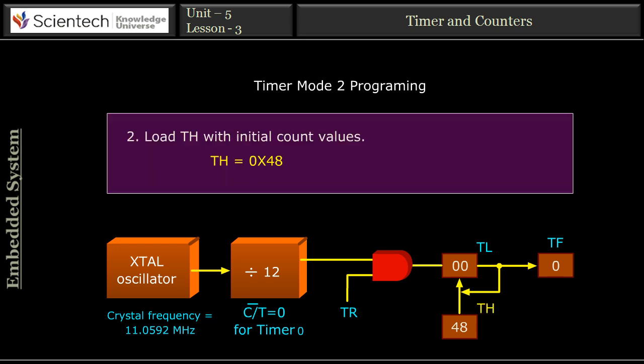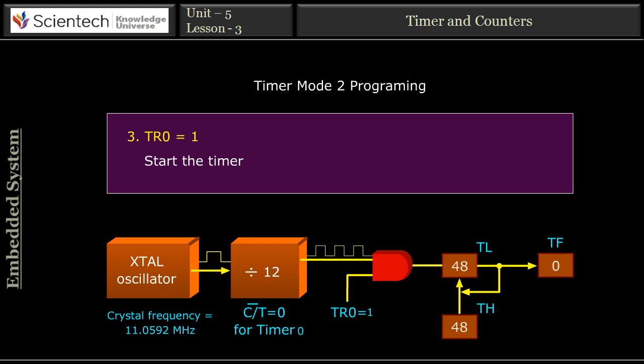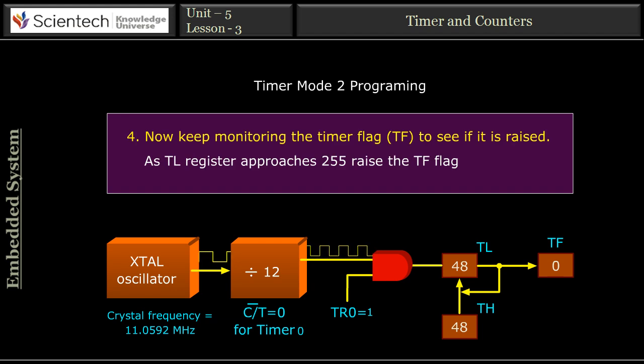Next, load the TH register with the initial count value. In this, we put TH equals 0x48. After TH is loaded with the value, that is 48, the 8051 gives a copy of it to TL. Then the timer must be started. It is done when the value of TR0 is 1. Now keep monitoring the timer flag, TF, to see if it is raised.